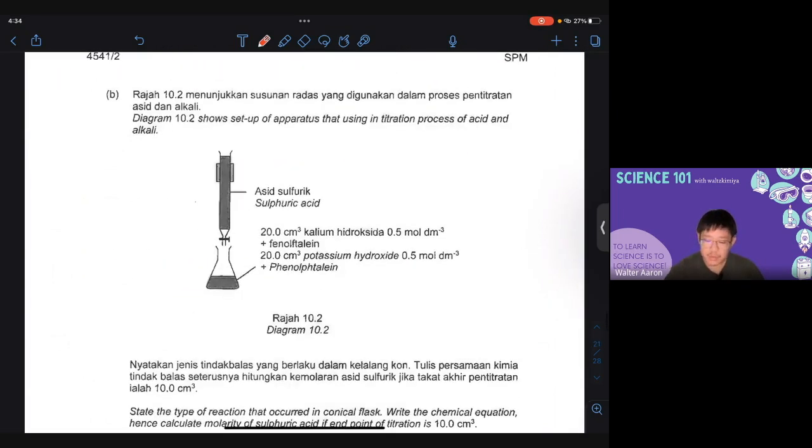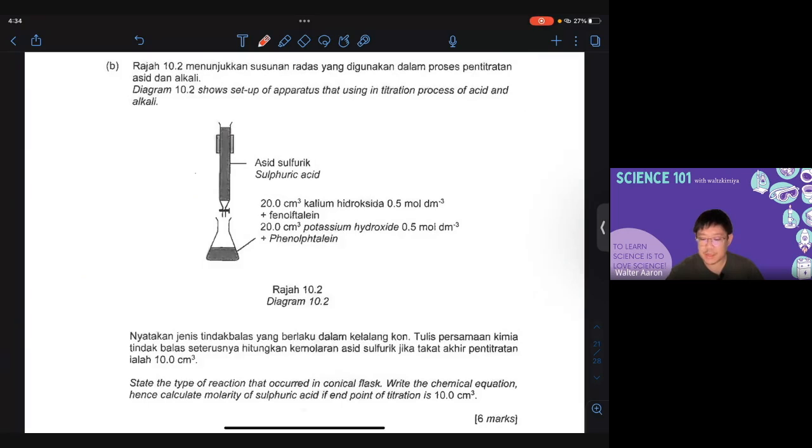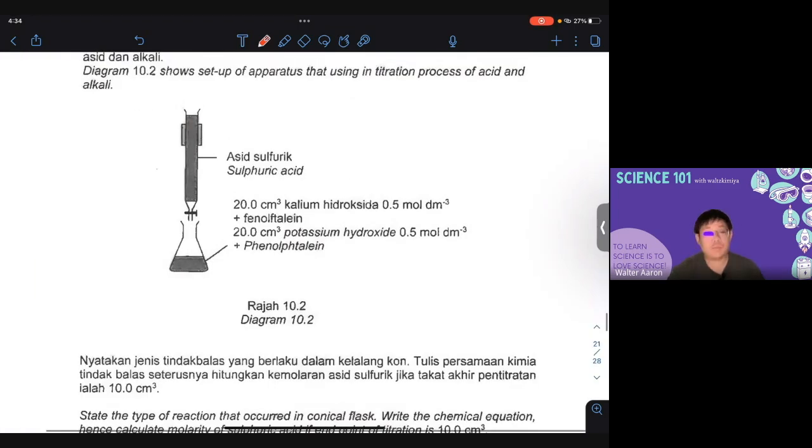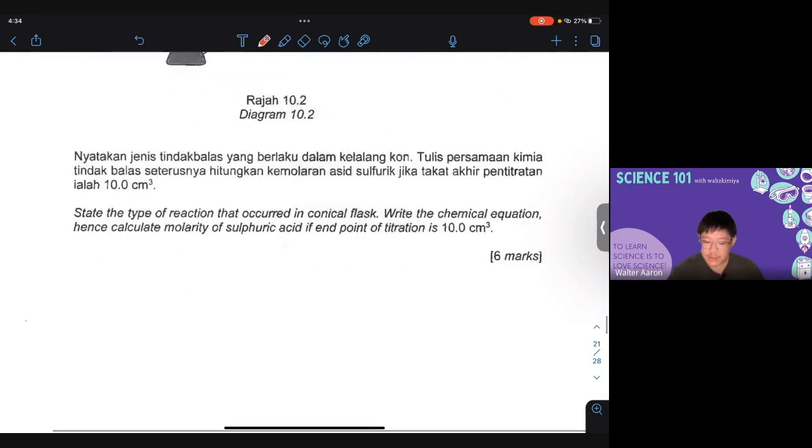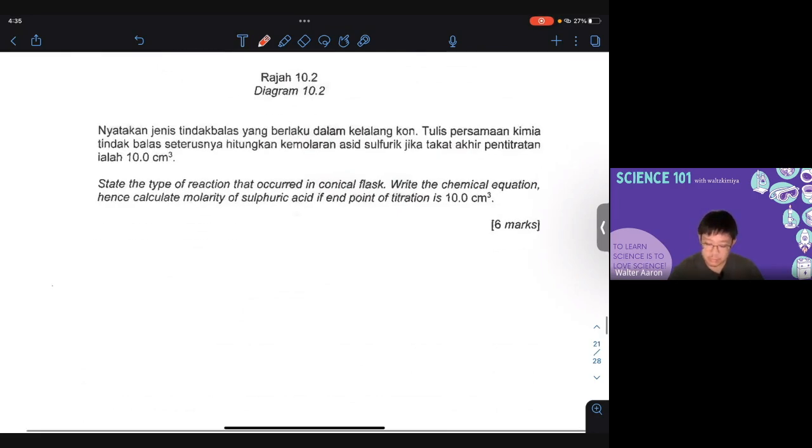All right, B, diagram 10.2 shows the setup apparatus that is used in the titration process of acid and alkali. We have sulfuric acid added to 20 cm cube of 0.5 mole per dm cube of potassium hydroxide with phenolphthalein indicator. All right, state the type of reaction occurred in the conical flask and write the chemical equation. Hence, calculate the molarity of the sulfuric acid if the endpoint of titration is 10 cm cube. Okay, so I would say the type of reaction here will be neutralization.